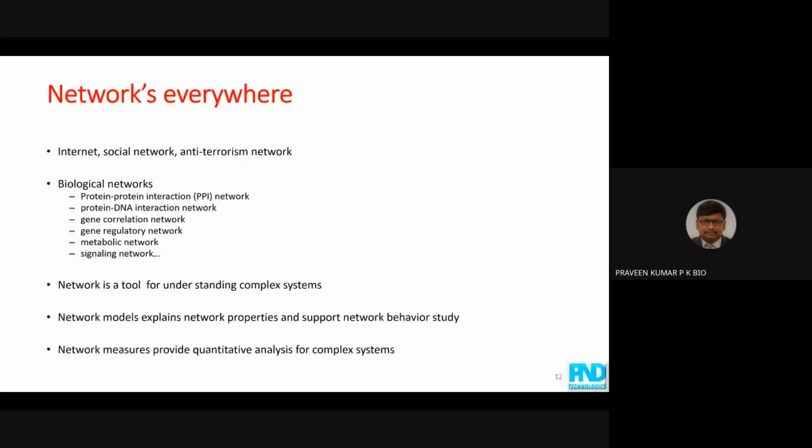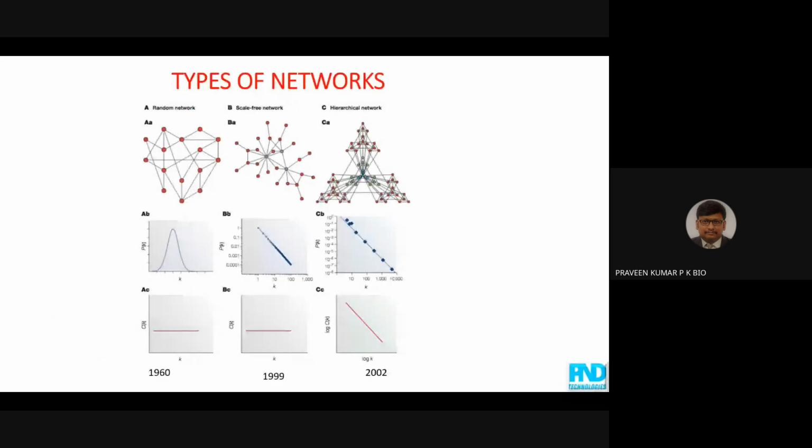Now, something about networks. If you see the types of networks, generally we can observe protein-protein interaction networks, protein-DNA interaction networks, gene correlation networks, gene regulatory networks, metabolic networks, and signaling networks. We will see these examples in the subsequent slides. Before going to that, we see the types of networks. If you see these dots, each and every dot, if it is a protein-protein network, these are proteins. And if it is a gene-gene interaction network, these are genes. Whatever we call these dots, it can be genes or proteins.